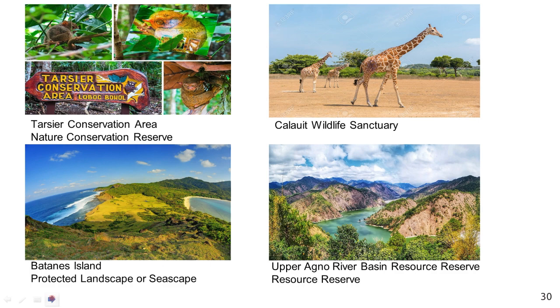So the next category is category 6, which is the resource reserve. Example natin dyan is the Upper Agno River Basin Resource Reserve. So, sino ba si Upper Agno River Basin Resource Reserve? So, it is a protected area located in Benguet or in the Cordillera Central region. So, itong si Upper Agno River Basin, it feeds Ambuklao and Binga Dam.